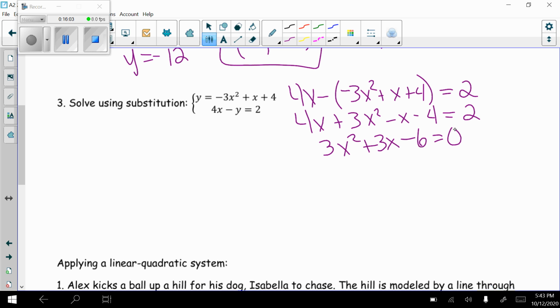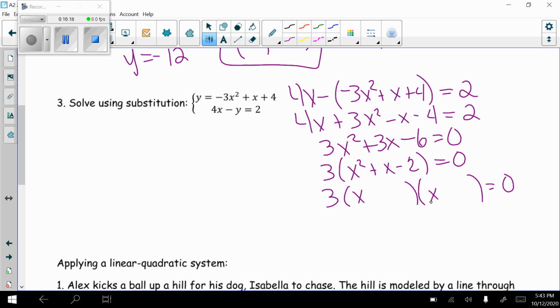I need to factor that. I notice I can take a 3 out of everything, and then I'm left with x squared plus x minus 2 equals 0. I want to factor this, so 2 sets of parentheses. What can I multiply together to get -2, but add to get a +1? That's going to be a +2 and a -1. Setting both of these equal to 0, here I get x equals -2 and x equals +1. So I'm going to have two solutions.